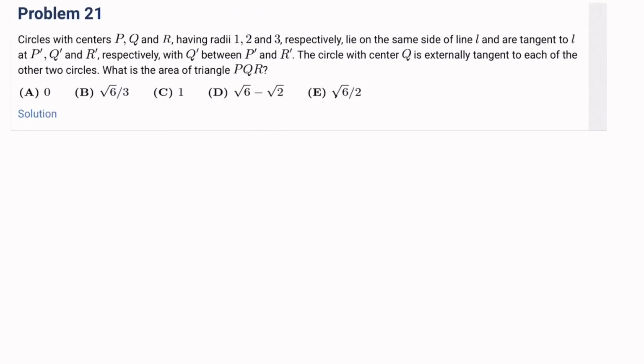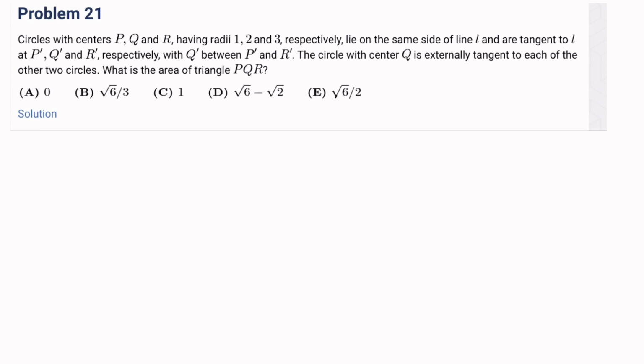It's B. Problem number 21. Circles with centers P, Q, and R having radii 1, 2, and 3 respectively lie on the same side of line L and are tangent to L at P prime, Q prime, and R prime respectively, with Q prime between P prime and R prime. The circle with center Q is externally tangent to each of the other 2 circles. What is the area of triangle PQR?